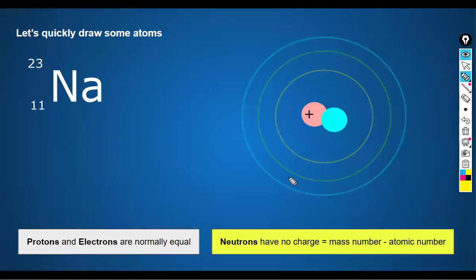So let's draw sodium. Now, I extracted sodium out of the periodic table. So you notice the larger value on top and the smaller value underneath. Okay? So, quickly for sodium, just quickly on the chart, you can write it in the books too. Calculate the amount of protons, electrons, and neutrons for me very, very quickly. One second, guys.